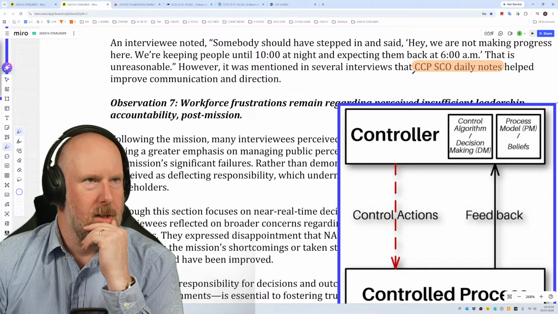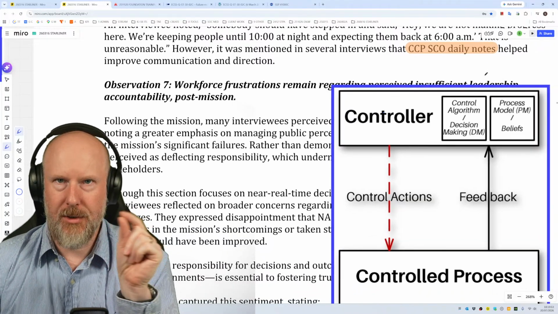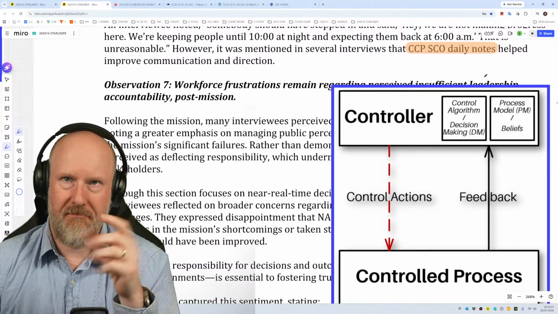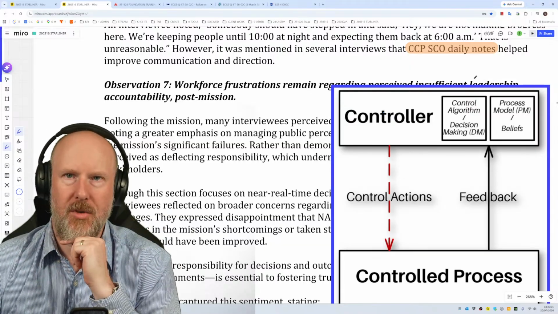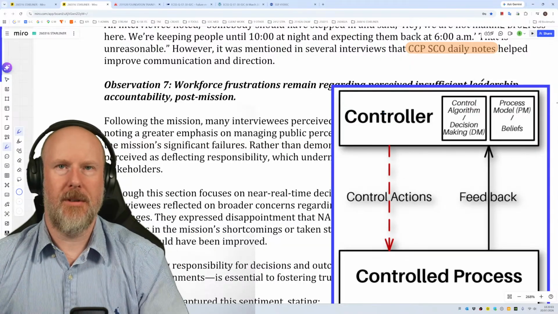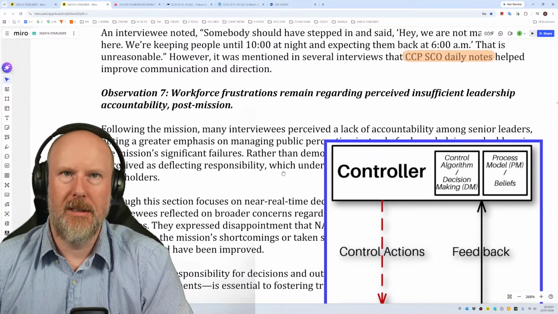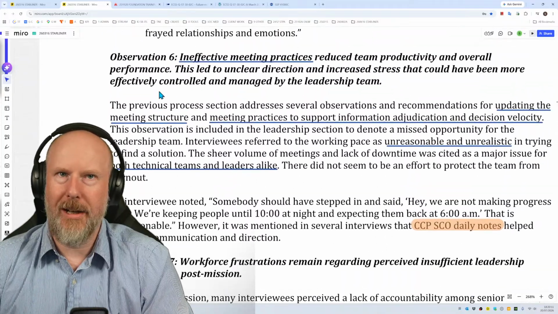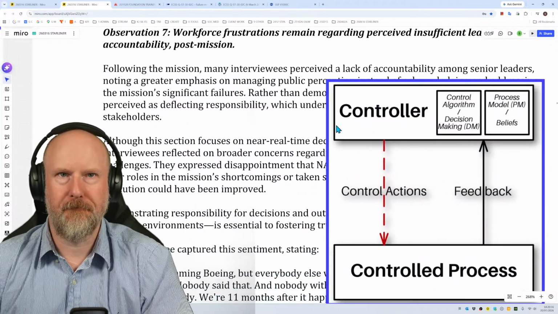Right. So the CCP SCO daily notes, I'm presuming that they are notes provided daily by somebody in the crew commercial program. I don't know what SCO stands for, and they provide that around the control structure to various levels, various stakeholders that need to know, and that was helpful. So great. I mean, that's interesting. So what recommendations might come out of observation 6? That's what we need to think about.